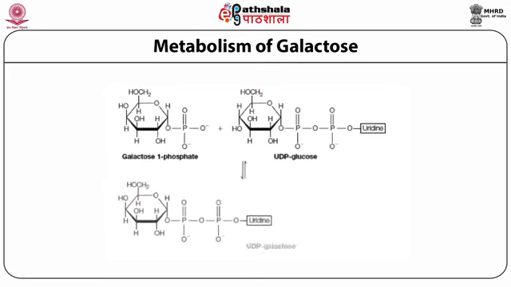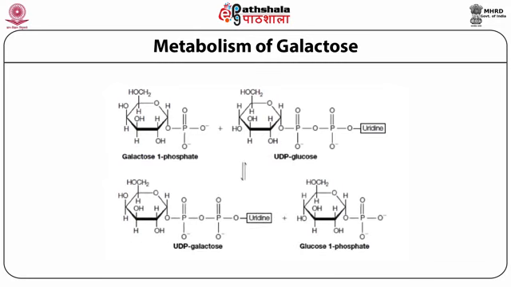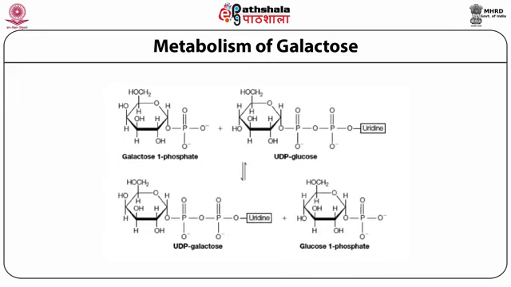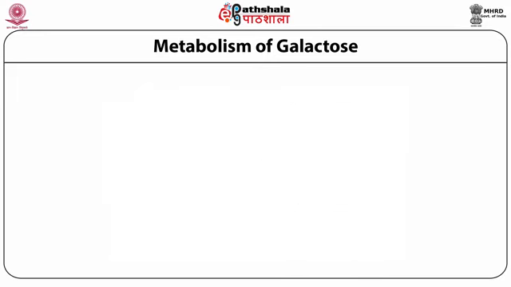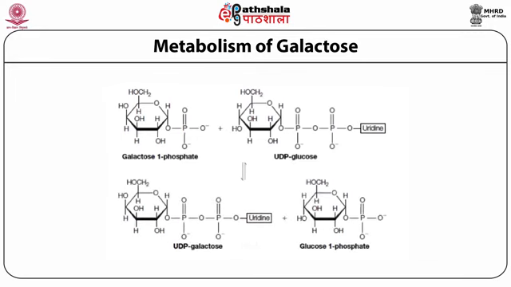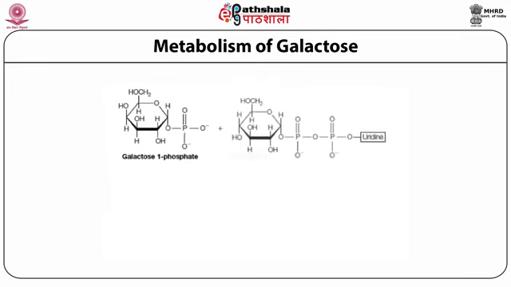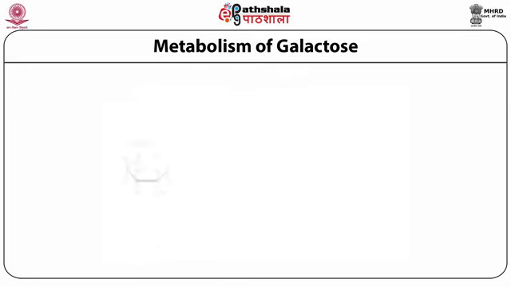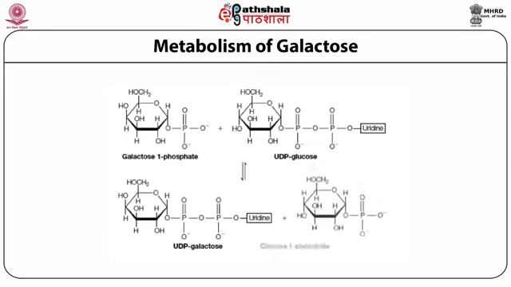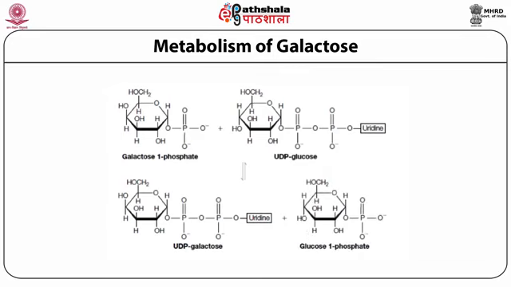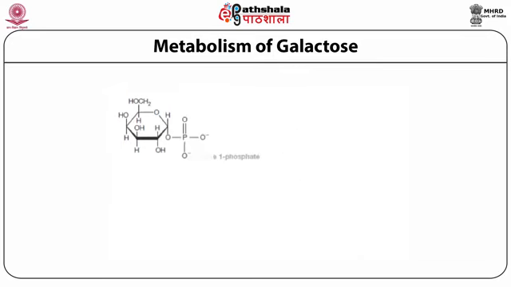Galactose is phosphorylated by galactokinase to form galactose 1-phosphate. Hexose 1-phosphate uridyl transferase catalyzes the transfer of UDP from UDP glucose to galactose 1-phosphate to form UDP galactose and glucose 1-phosphate. And epimerase converts UDP galactose to UDP glucose.